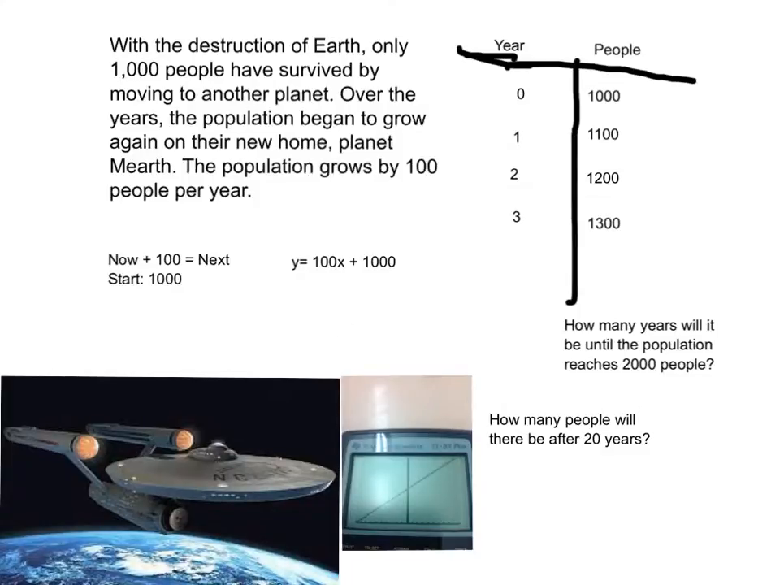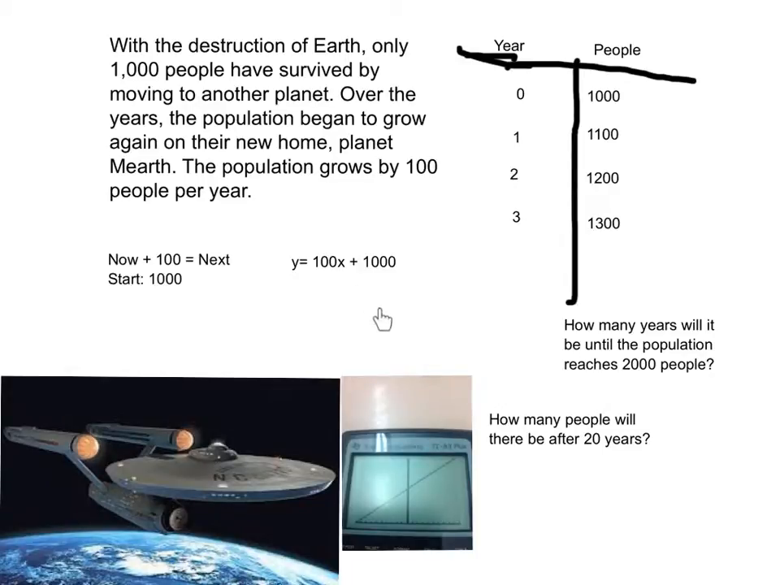Since there are 100 people growing per year, we would put 100x, x representing the years and 100 representing the amount of people per year. And it started with 1,000, so we would add 1,000 to that. With this equation, we can find our two problems down here. So, how many years will it be until the population reaches 2,000 people?